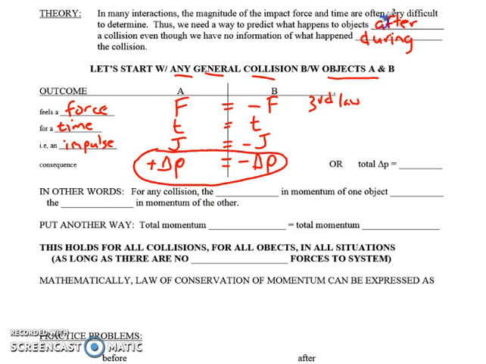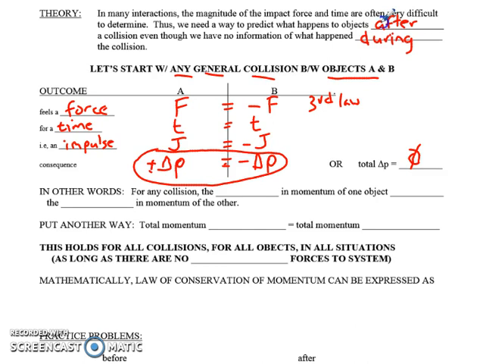What we're saying is that for any collision, the gain in momentum of one object equals the loss in momentum of the other object. A positive delta P means a gain in momentum, and a negative delta P means a loss of momentum. Another way to put it is that the total change in momentum, the sum of all that, is zero. That's nothing more than a conservation law.